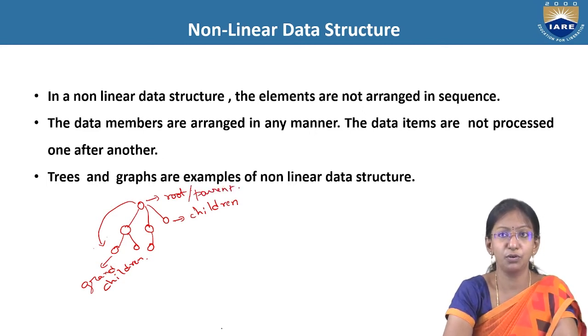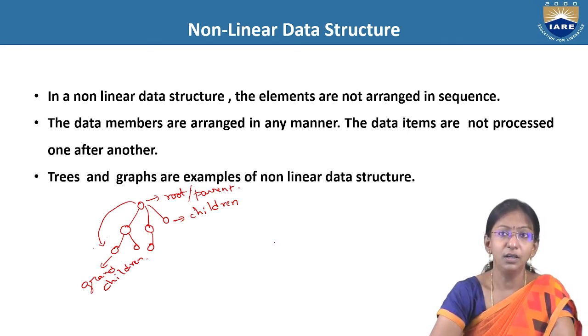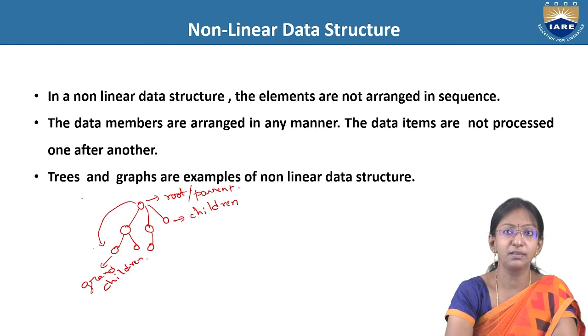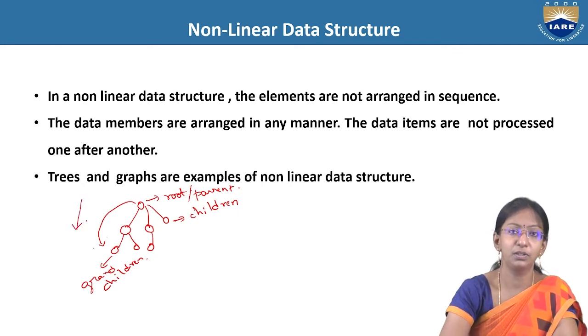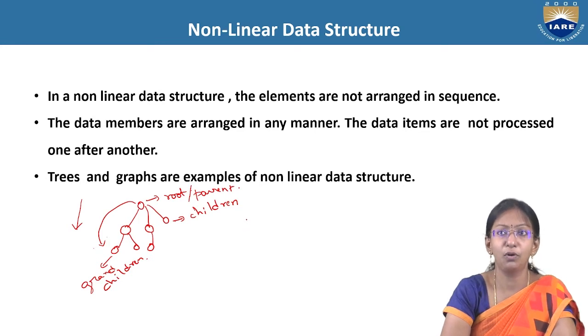So this is the structure of a tree, where cycles are not seen, right? And it extends itself in the downward direction, right? The other kind of nonlinear data structure is a graph.